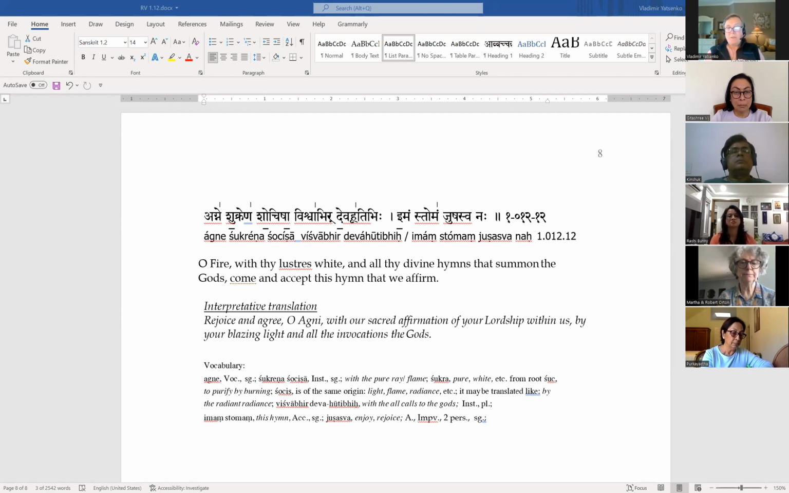And this is Sri Aurobindo's translation. With all thy divine hymns, it's amazing. There are no hymns of Agni, yes? But with all thy divine hymns, Deva Hutibhich, with all invocations of the gods. Because Agni is that aspiration which carries that invocation to the gods, offering. Rejoice and agree, this is Jushasvana, or Agni, with our sacred affirmation of your lordship within us, by your blazing light, pure light, and all the invocations of the gods.